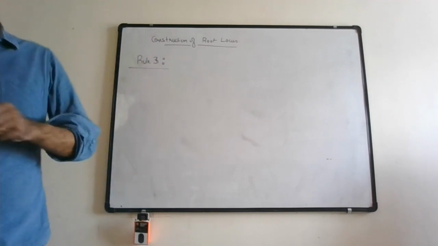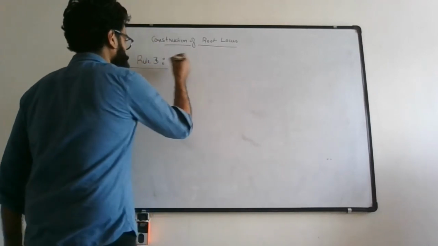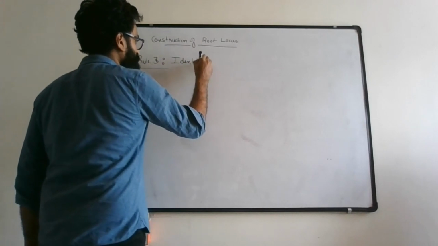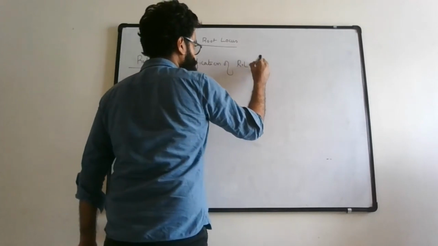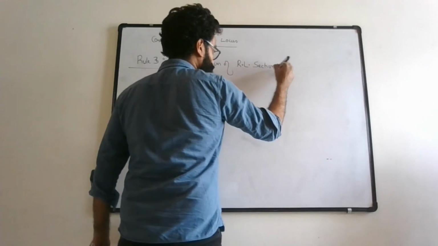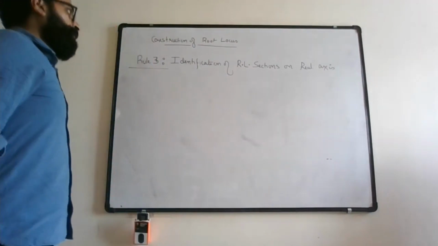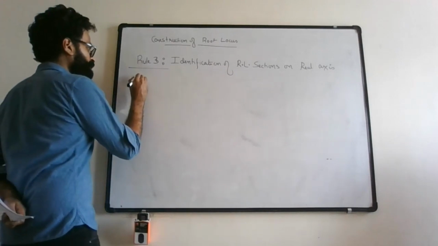Rule 3 is about identification of root locus sections. The subheading of rule 3 is identification of root locus sections on real axis. Now, to identify root locus sections on the real axis, you can use the following steps.